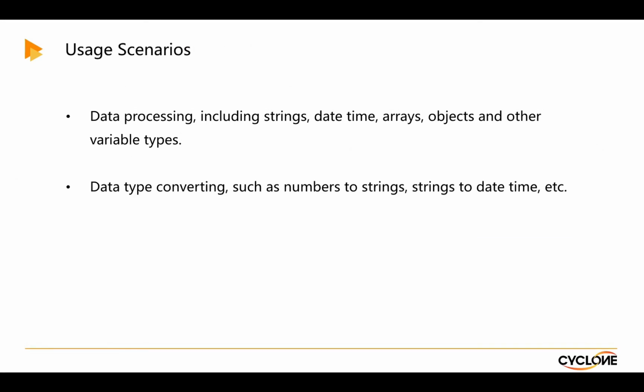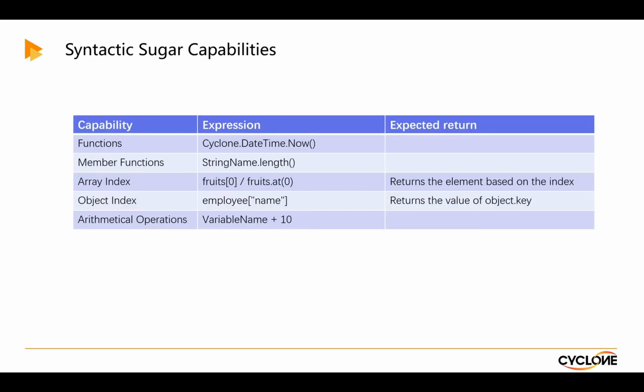In process design, Syntactic Sugar expressions are most commonly used in data processing and data type converting, such as substring, getting the length of an array, converting datetime into string, and so on. Syntactic Sugar mainly has the following capabilities. First, each node in the designer has its Syntactic Sugar expression counterpart. The expression here is equivalent to the getCurrentDate node in functionality.